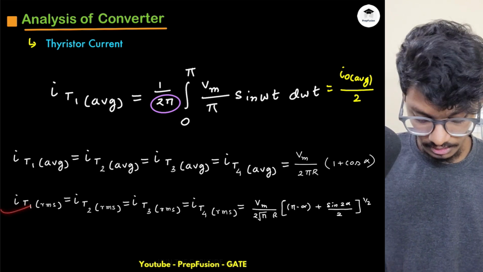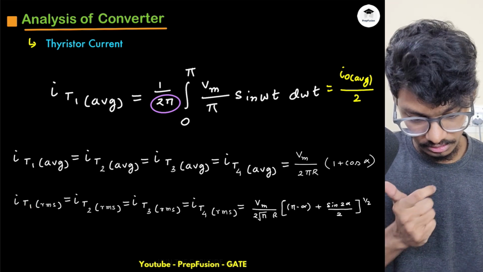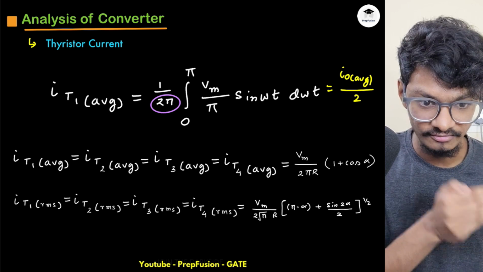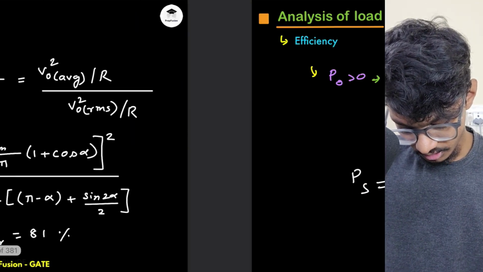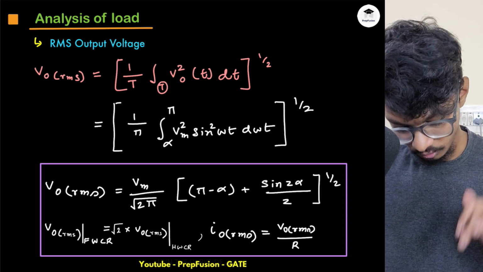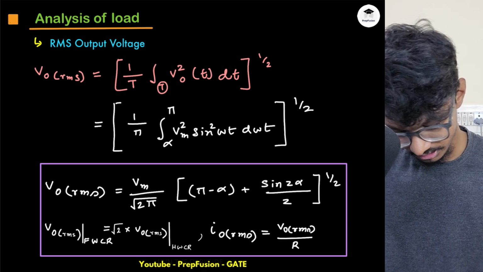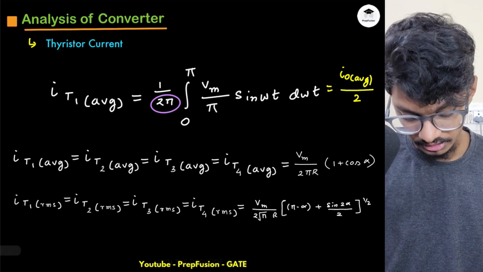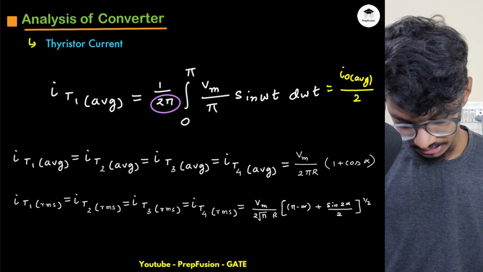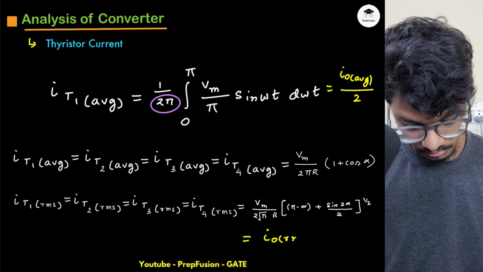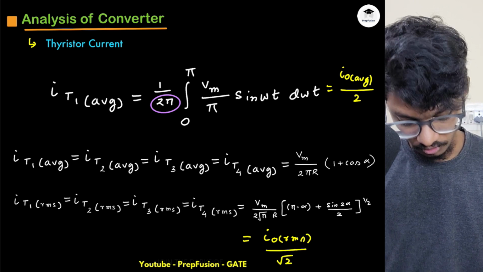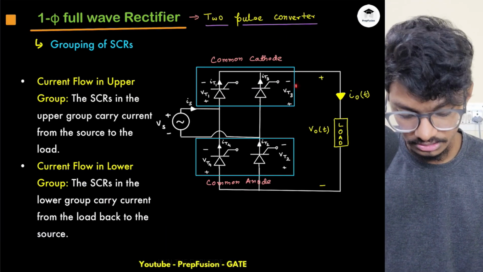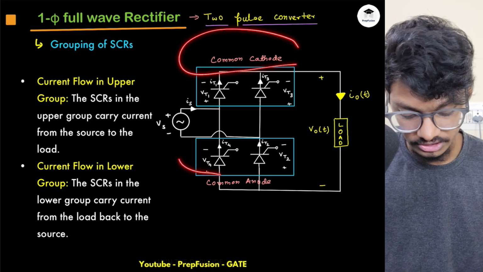Next, the RMS will be divided by root 2. Why? Because the area has been halved, so it will be divided by root 2. If you observe the RMS current, here root 2 will come. If you study signals and systems, you will understand why it is root 2 times. So this will be equal to Io rms divided by root 2 simply. Okay, there are a few groupings here. These 2 groups are known as common cathode, and these 2 groups are known as common anode.